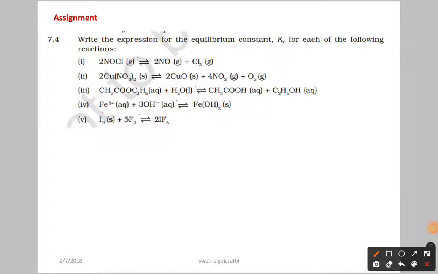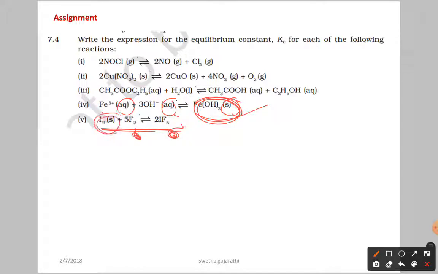Here again this is a heterogeneous equilibrium. Why? Because here we have aqueous and solid. As we discussed, for a solid there is not much variation, so we are going to exclude it in writing the equilibrium expression. Let us see what subscripts are there. Here something is missing. What is the phase of F2 and iodine pentafluoride? Refer to the textbook and solve it.